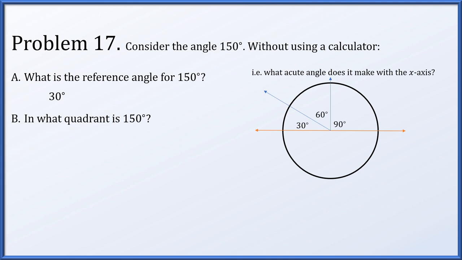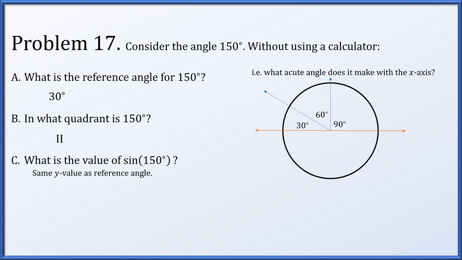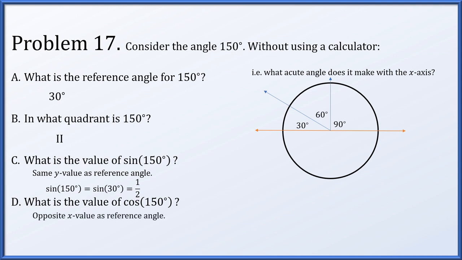In what quadrant are we? Well, looking at where we're pointing, we have positive y values and negative x values, that's quadrant 2. What's the value of the sine of 150 degrees? So it has the same y value as the reference angle because we do have positive y values in quadrant 2. So the sine of 150 degrees would be exactly the same as the sine of its reference angle, the sine of 30 degrees, which just looking up in a chart is 1/2. But what would the cosine be? Now in quadrant 2, x values are negative, so it will have the opposite x value as the reference angle. So the cosine of 150 degrees will be negative cosine of 30 degrees, which again, referring to a known chart, is going to be minus root 3 over 2.